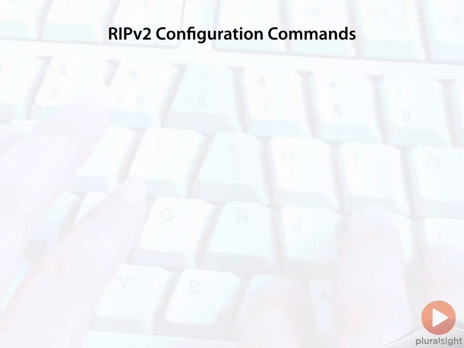Looking at our configuration commands for RIP version 2, to enable the process or to get things started, we're going to issue the router rip command. Now we're going to do this in global configuration mode on our routers. We just go into config t and we type router rip, and that'll go ahead and start the routing process, but we're not quite done yet.